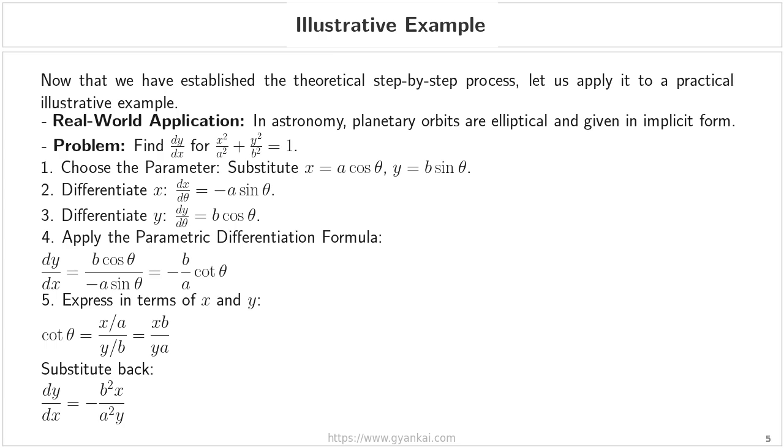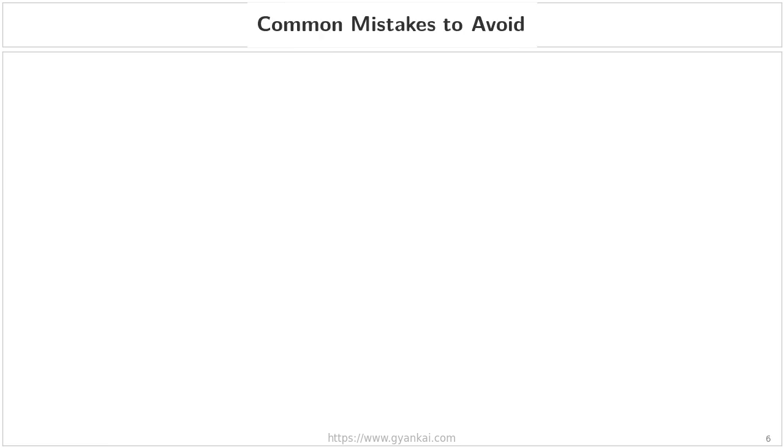While this example demonstrates the efficiency of the method, it is easy to make small errors during these steps. Therefore, let us move to the next slide to discuss common mistakes to avoid. Common mistakes to avoid. Now that we have walked through the step-by-step process and seen a practical example with an ellipse, it is important to discuss some common pitfalls. Let's look at the common mistakes to avoid to ensure your calculations are accurate.